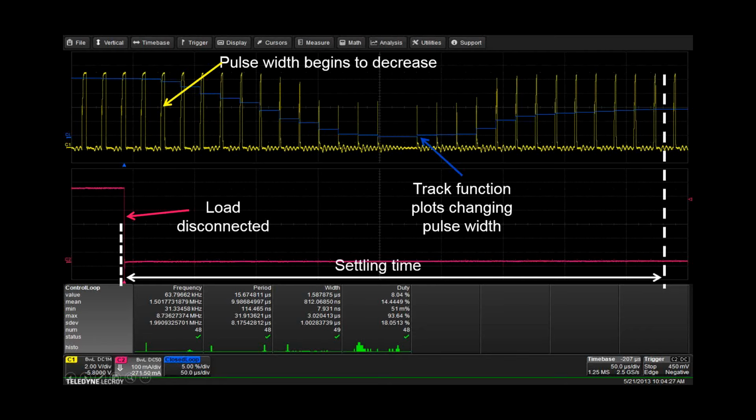Now eventually it's going to stabilize out to some new pulse width here, and we can look at the time that it takes from the load change condition till when we achieve some stability here. And we can look at this settling time, which is interesting. So this allows you to plot the dynamic behavior of this control loop and how it responds to different conditions.